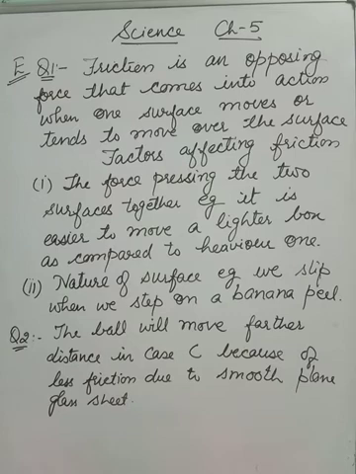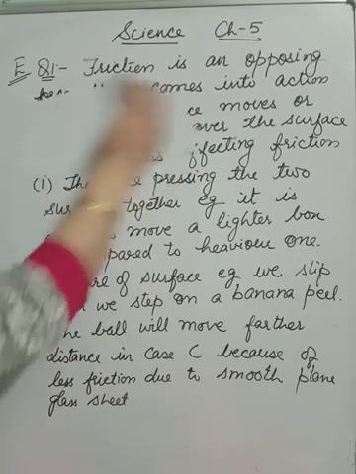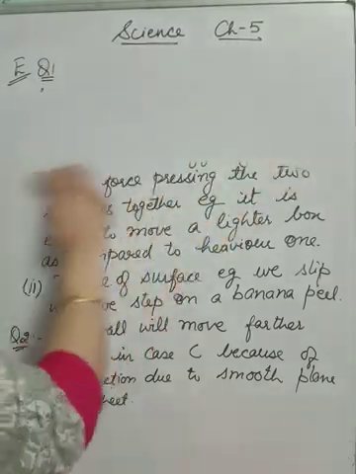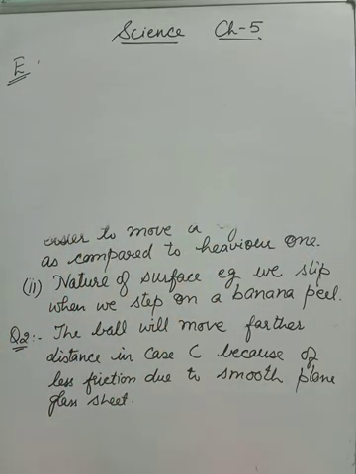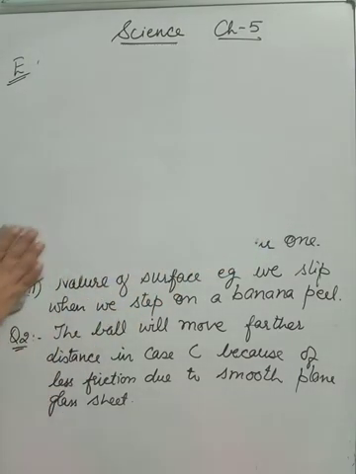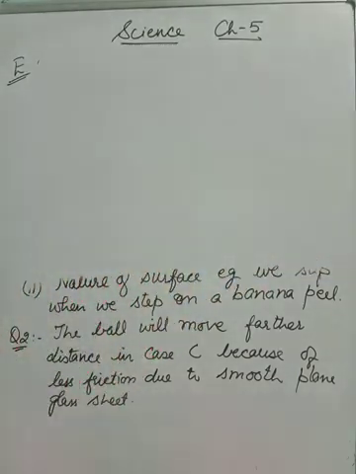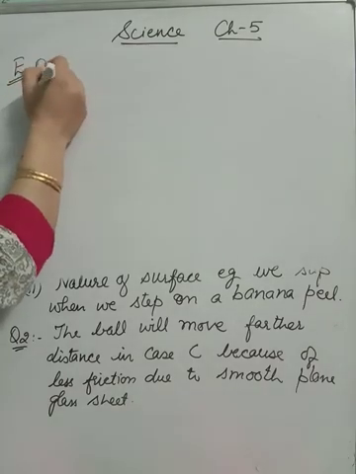Next is question number 3: explain why sliding friction is slightly less than static friction. Now in this case we have to explain why sliding friction is less than static friction. Beta, see, when static friction is there, what happens? There are interlockings, but once the motion starts, the surfaces do not get enough time for interlockings, and hence the motion becomes easier.